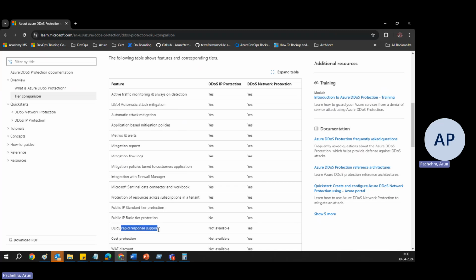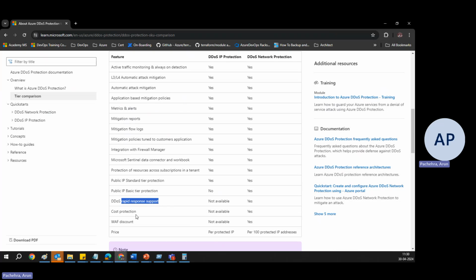If you need DRR that we talked about, rapid response support, you need network protection. If you want cost protection, the resources which were used during the time of attack, and you want to protect your cost during that period, then you need to have network protection. Even there is a discount on the WAF. If you're utilizing WAF as per the best application practices, you need network protection. So these four things you get extra in network protection. But if you have a single public standard IP, you could use only DDoS IP protection.